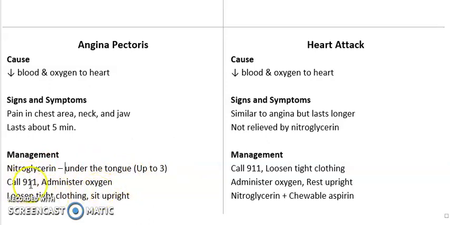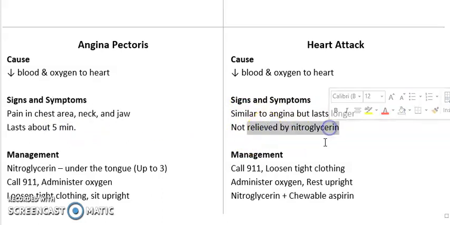So we would call 911 and administer oxygen, again, based on the case, loosen tight clothes, and try to sit the patient upright. The heart attack, on the other hand, is very similar to angina pectoris. The main difference is that it lasts longer, so it doesn't last 5 minutes, and it's not relieved by nitroglycerin.